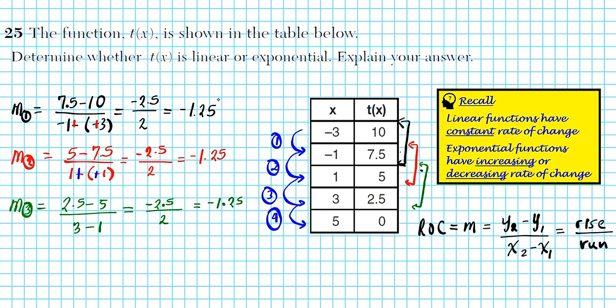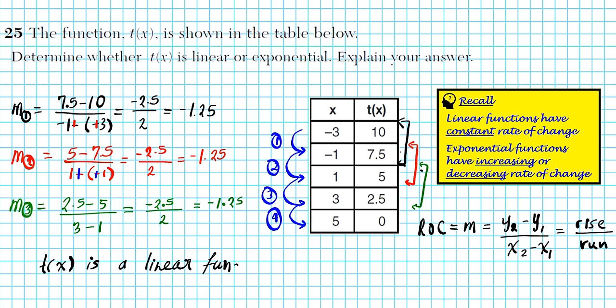What do we notice? All the rates of change are the same. Okay? So, is T of x linear or exponential? T of x is a linear function. Okay, so T of x is a linear function.